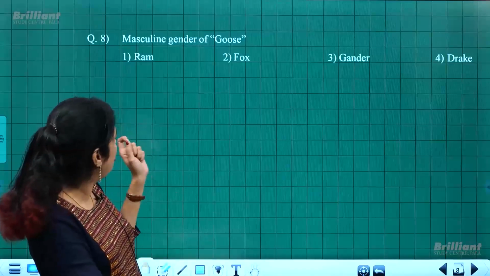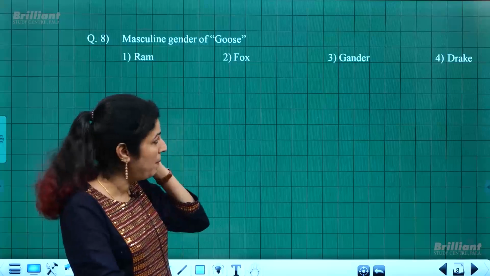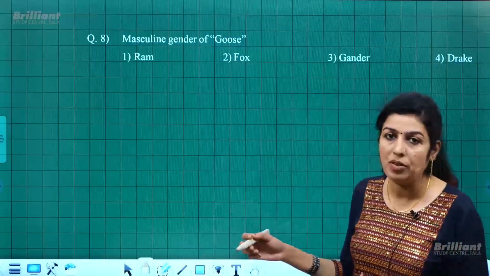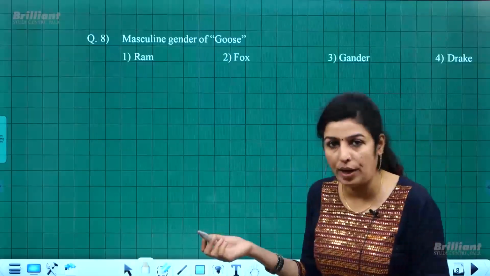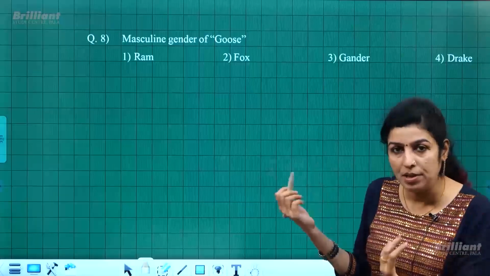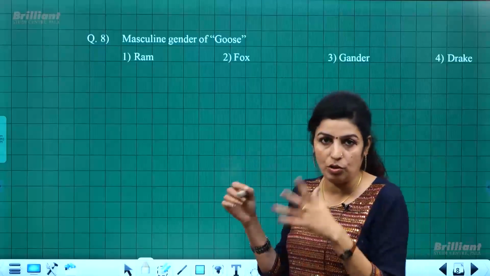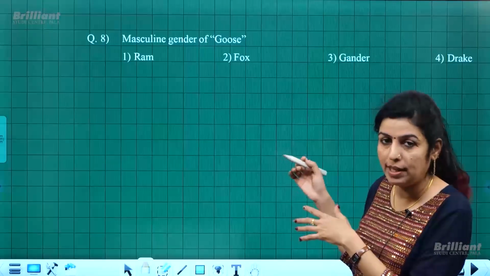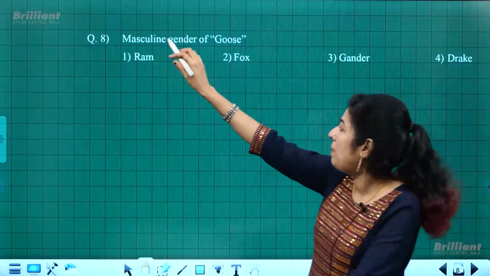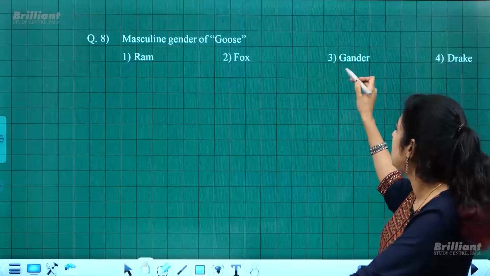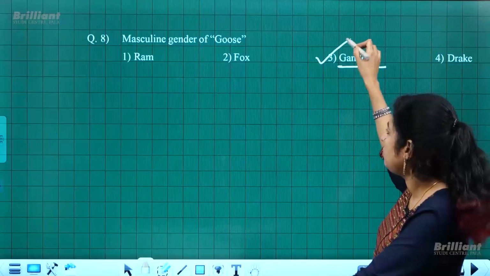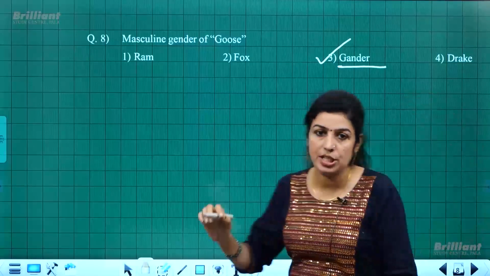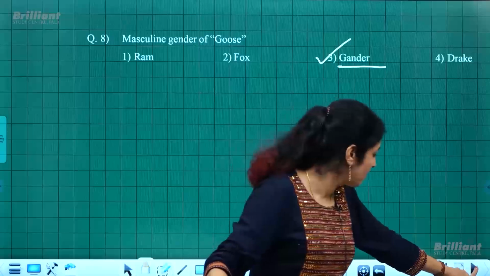Next, masculine gender of goose. Remember, for the first or second exam, you had these questions in a different way. Sometimes you were asked to find out the feminine form, but it's all connected. If you remember those questions and were attentive, you automatically would get the answer to these questions as well. So the masculine gender of goose is gander. This one. Not fox, not ram, not drake. So it is gander.